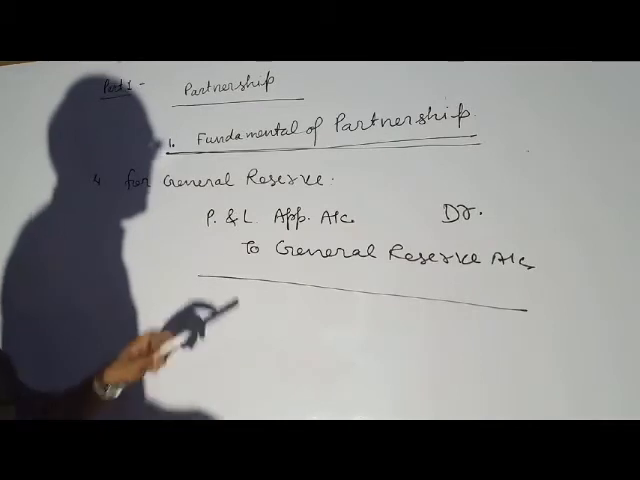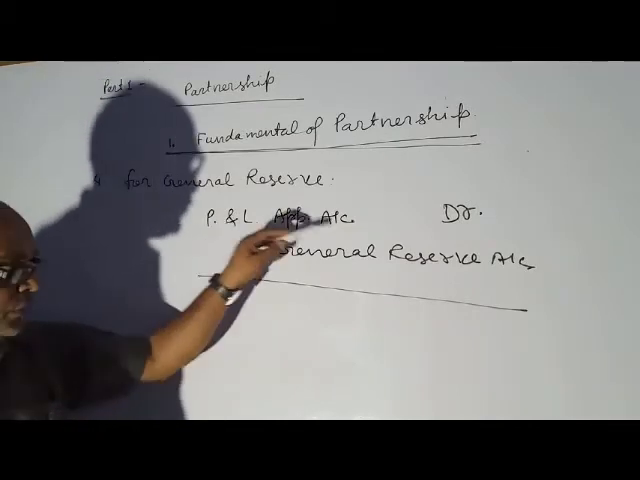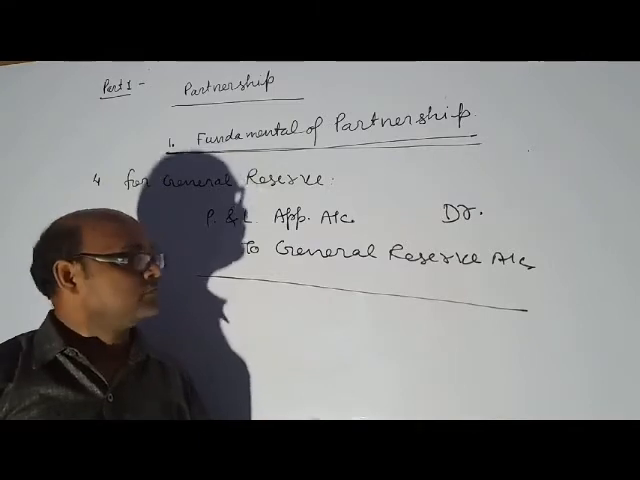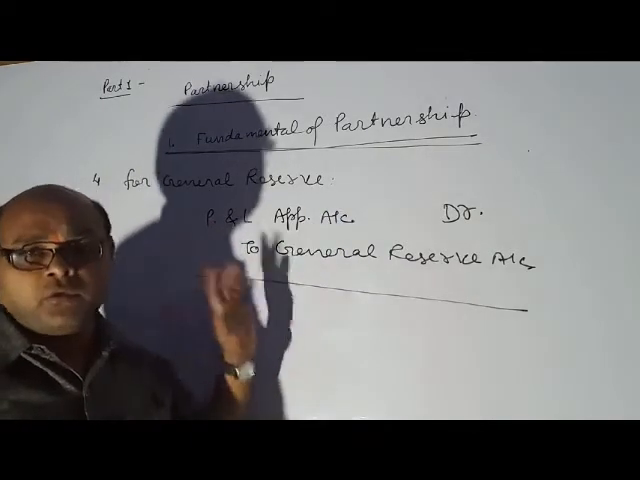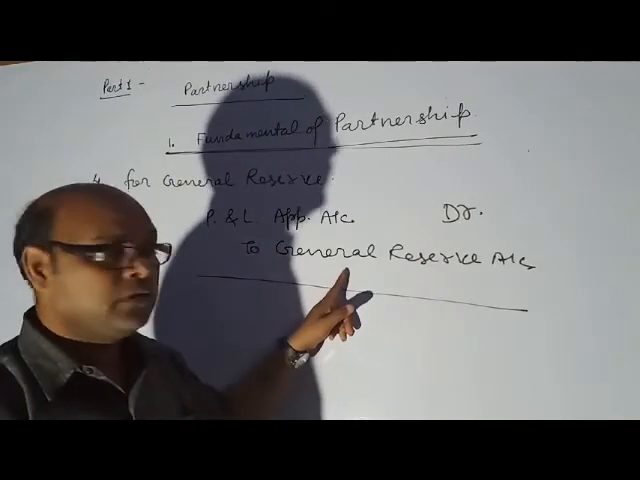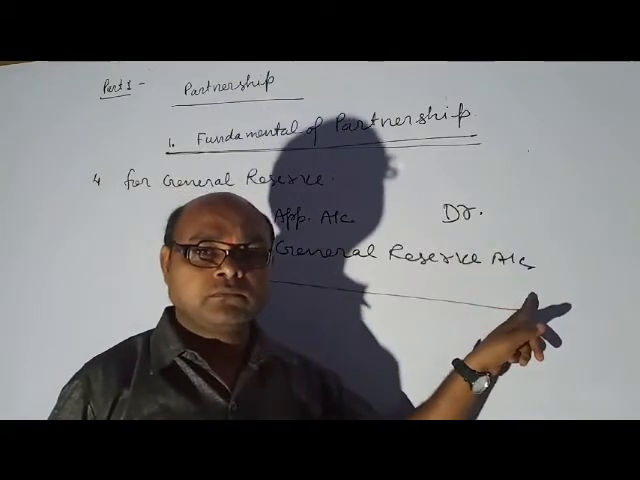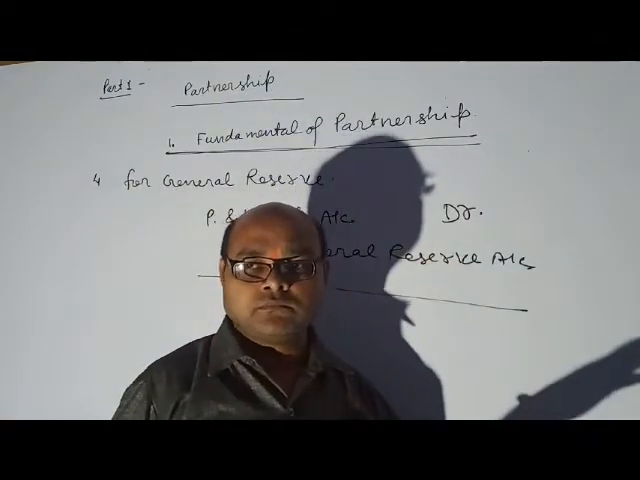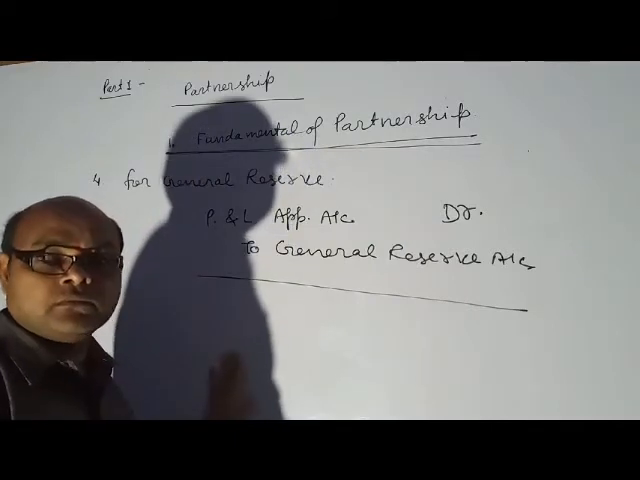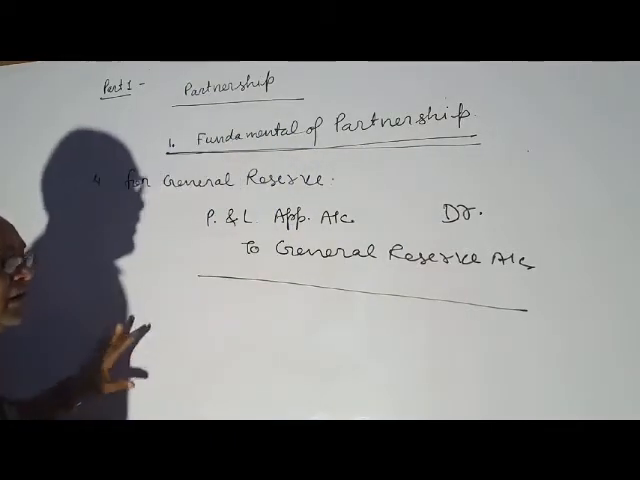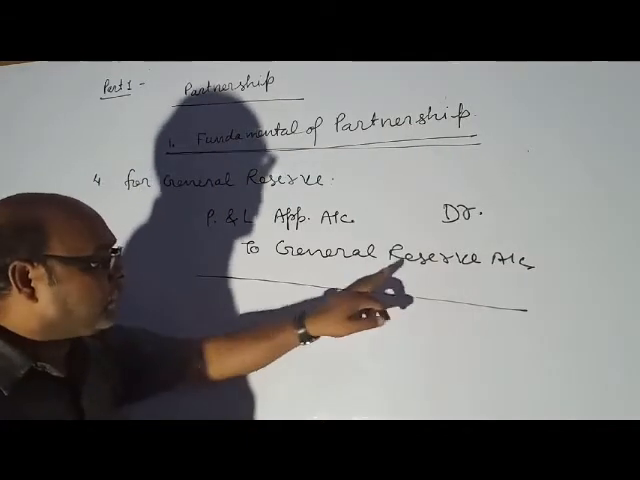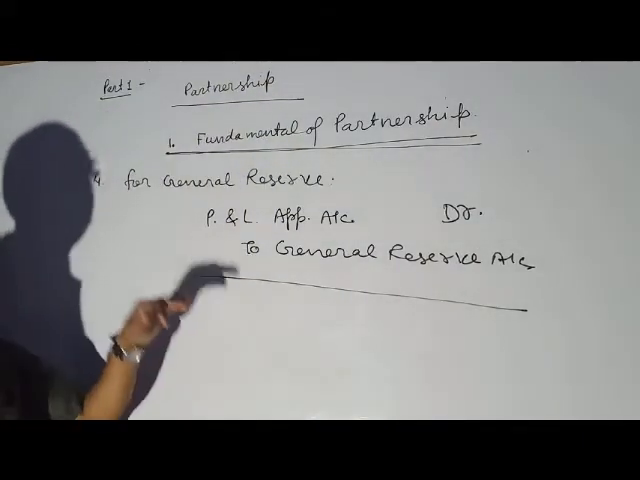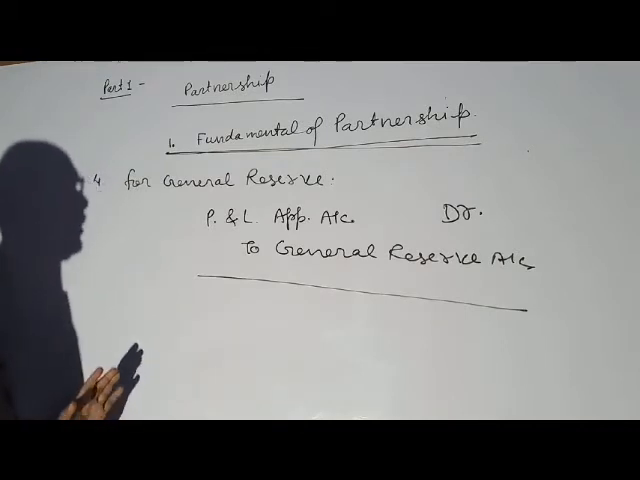Now, first, in the PL appropriation account debit side, you will write general reserve. So this is the one posting in the PL appropriation account debit side. And after that, the balance of general reserve will be transferred to the balance sheet. In the balance sheet liability side, you record the general reserve. The reserve account will not be closed. That is the reason there is no requirement of a closure entry. Now this is confirmed.